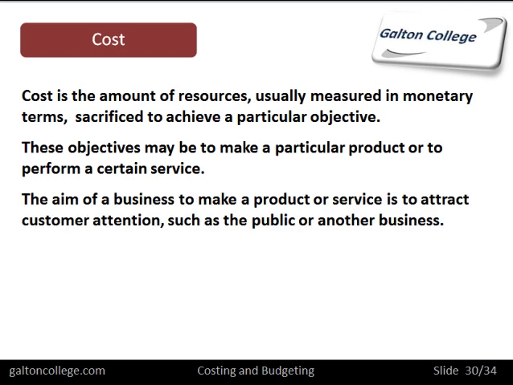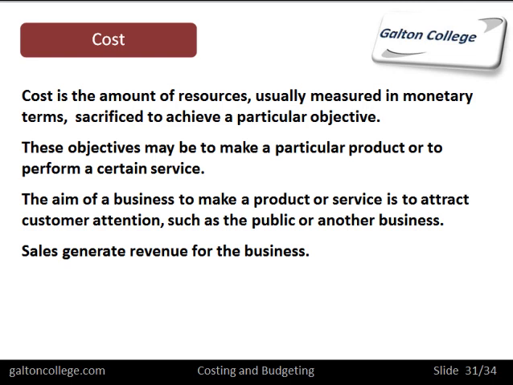The aim of a business to make a product or service is to attract customer attention, such as the public or other businesses. So we've got a link with the market. The owners, the managers, must consider that the customers want the product. If they want the product, then they must make the product. Making the product incurs a cost. But there is a linkage all the way. Sales generate the revenues for the business. So sales are critically important, and producing the right product is important.